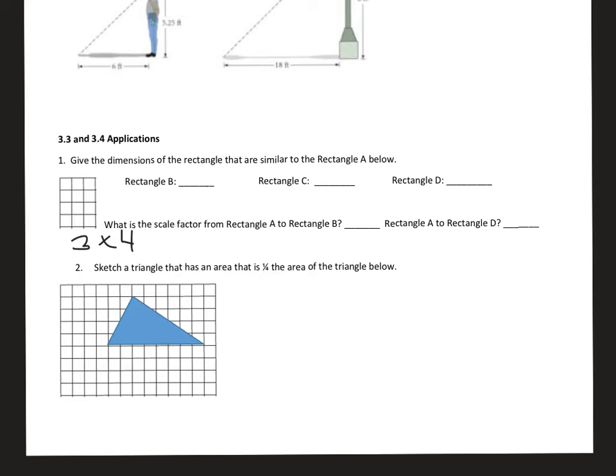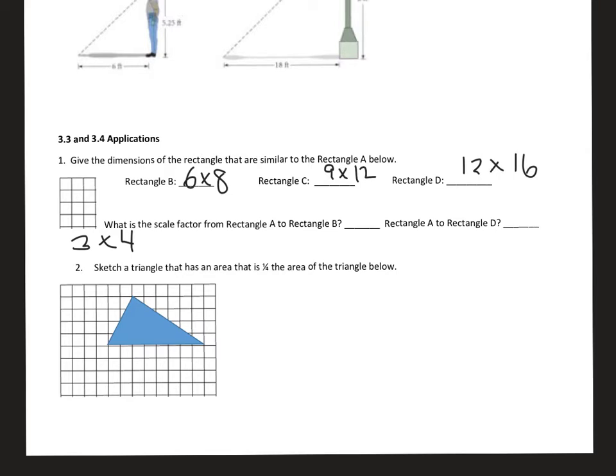So what you can do is you can multiply the 3 and the 4 by any of the same number, and that would be your scale factor. So maybe let's multiply it by 2. So that's going to be 6 by 8. Or you can multiply 3 by 4 times 3. So that's going to be 9 by 12. You can multiply 3 by 4 times 4. So that's going to be 12 by 16.